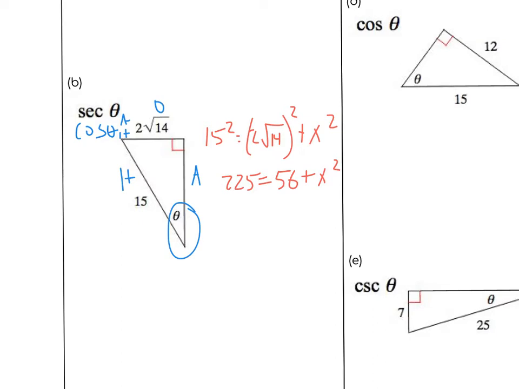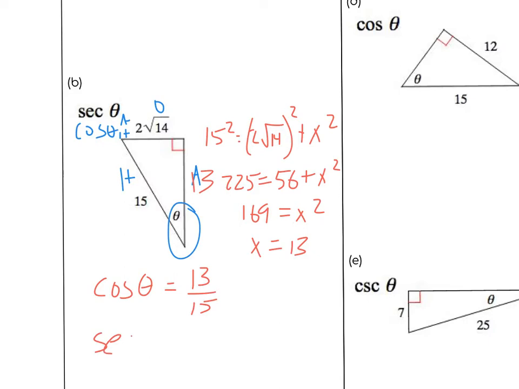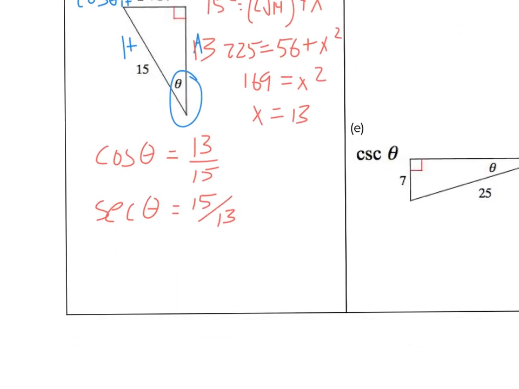All right, 225 minus 56 gives me 169 is equal to x squared. X would be 13 based on that. So now let's find cosine. It's going to be adjacent over hypotenuse, 13 over 15. And then secant of theta is equal to 15 over 13. It's the reciprocal. We know it's secant because cosine and secant go together. They go with the wrong letter.